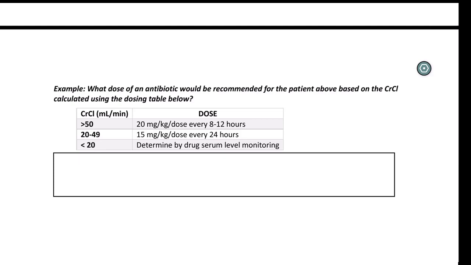But let's say that the person's creatinine clearance was 20 mLs per minute, right? So let's say we were in this range right here, and we had to do 15 milligrams per kilogram. That's what we would do. We would do 15 milligrams per kilogram, which is 63.8, and that would give us about 957 milligrams every 24 hours if the person had a 20. All right.